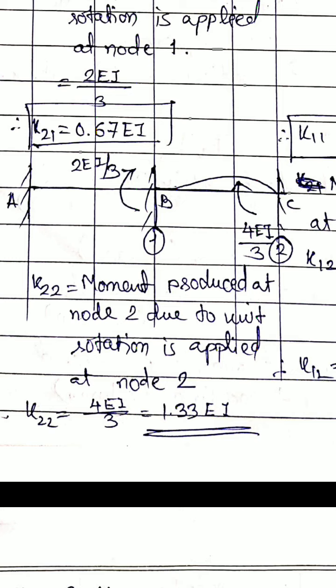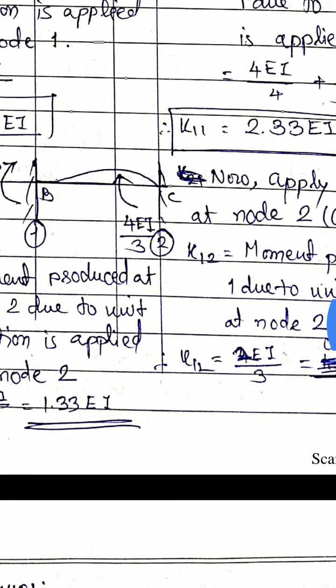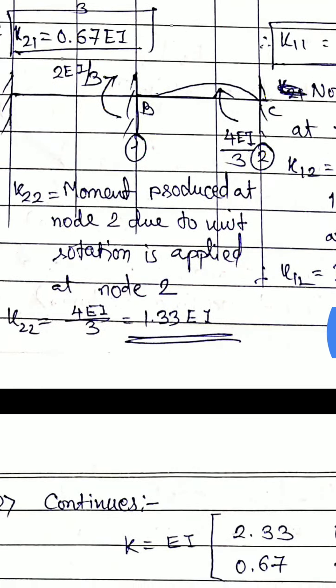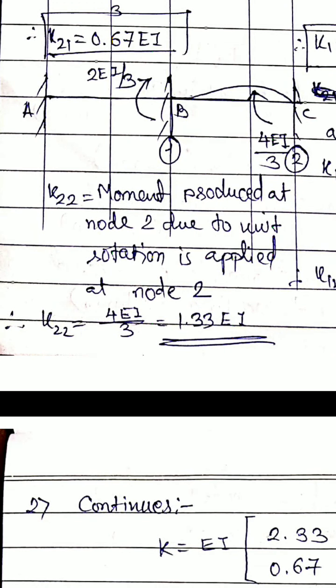So this moment produced is 4EI by 3, where 3 is the span of your BC. So this particular moment will be 4EI by 3, and that value will be equal to simply k22, right? Because it is called the moment produced at node 2 due to unit rotation applied at node 2 only. So moment is produced at the second node only due to application of unit rotation at the second node only. Okay, that is k22. That value will be 4EI by 3.